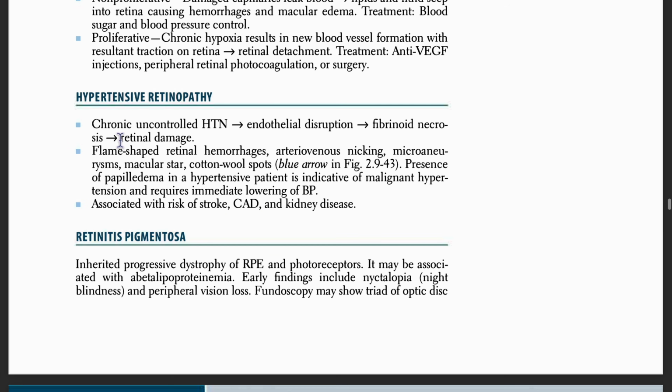Hypertensive retinopathy: chronic uncontrolled hypertension, endothelial disruption, fibrinoid necrosis, and retinal damage, flame-shaped retinal hemorrhage, arteriovenous nicking, microaneurysms, macular star, cotton wool spots. Presence of papilledema in a hypertensive patient is indicative of malignant hypertension and requires immediate lowering of blood pressure, associated with risk of stroke, CAD, and kidney disease.